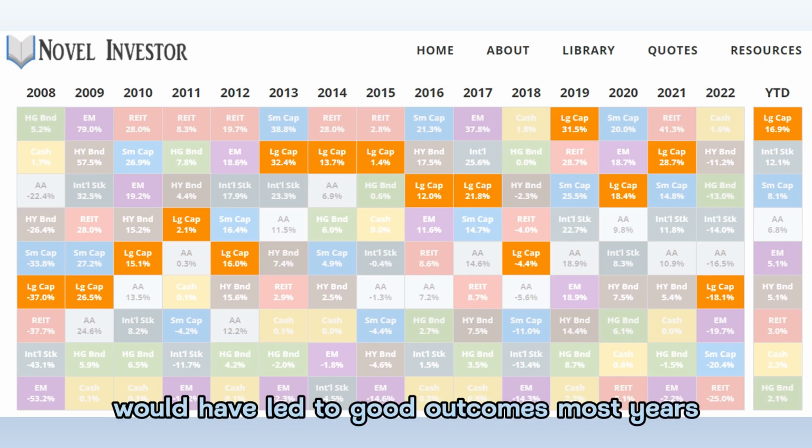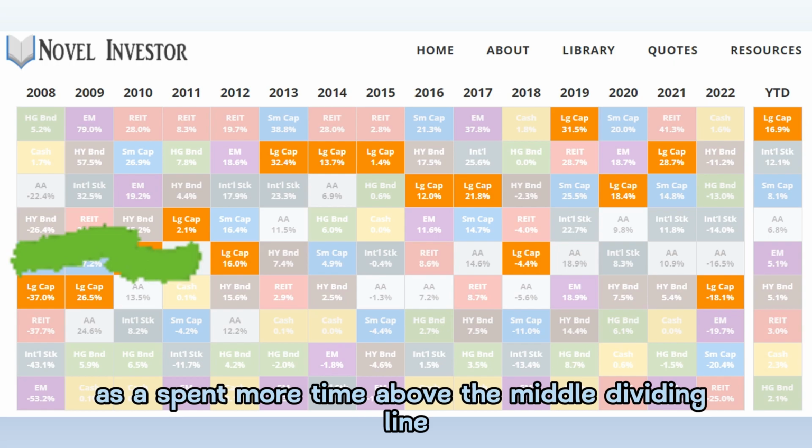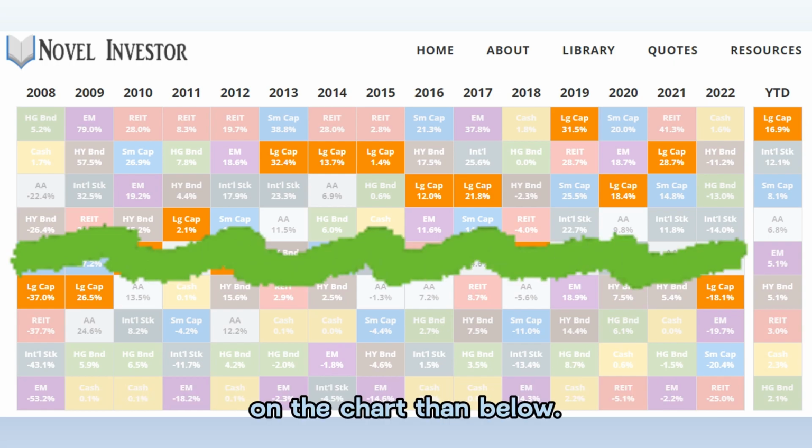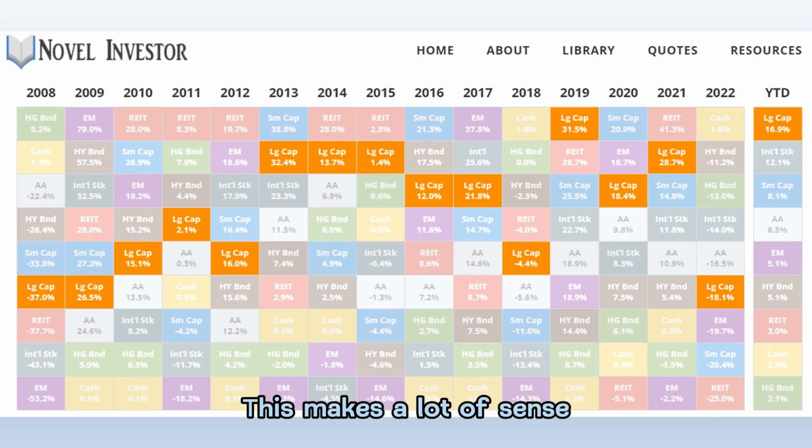Overweighting large cap stocks, meaning the S&P 500, during the last 15 years would have led to good outcomes most years as it spent more time above the middle dividing line on the chart than below. This makes a lot of sense as US growth has outperformed in an era of cheap money, but will it continue to do so?